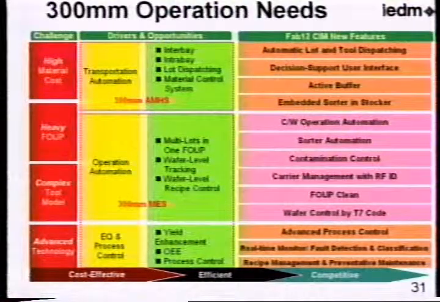For instance, we are required to run multi-lots in one FOUP, and also require wafer level tracking and wafer level recipe control. And then from these opportunities, it defined these new features in a 300 millimeter fab. Some of them are like contamination control, like APC, like recipe management. An 8-inch fab also has this, but here they are all more enhanced. For instance, the wafer positioning data is even available.